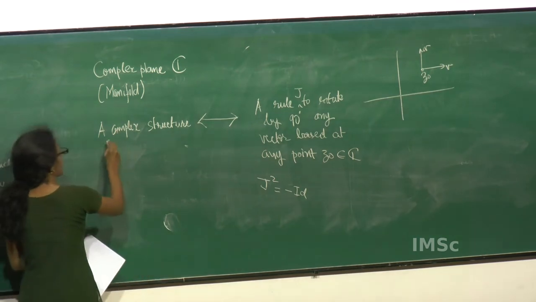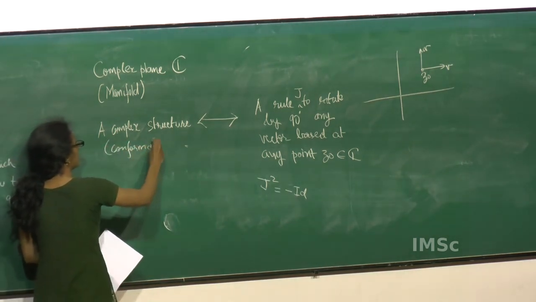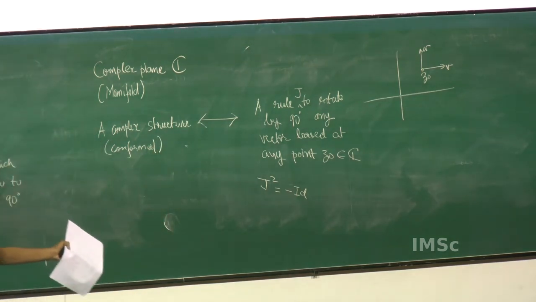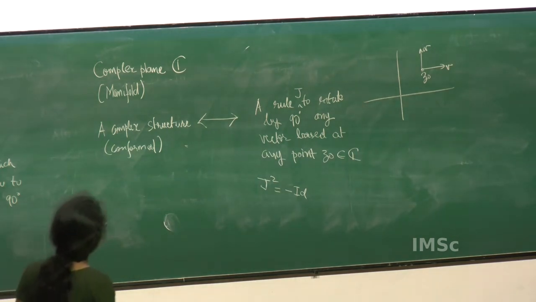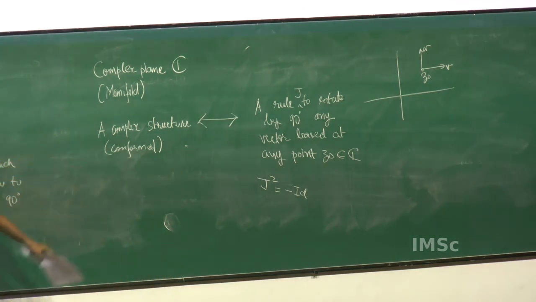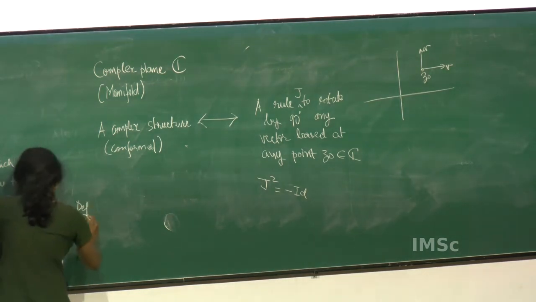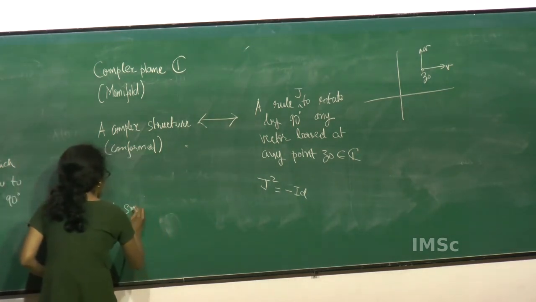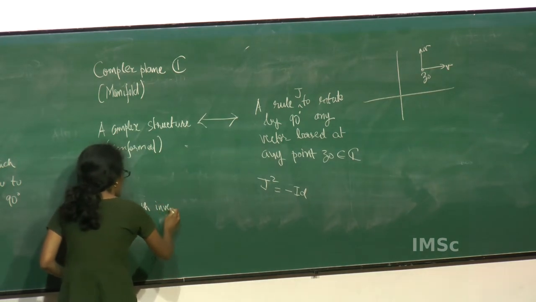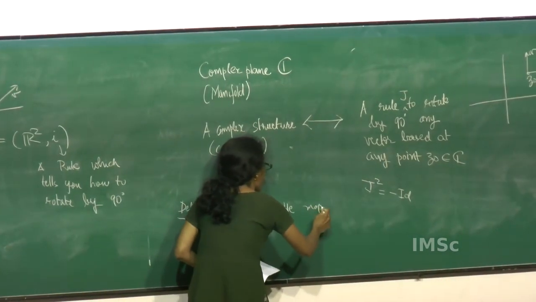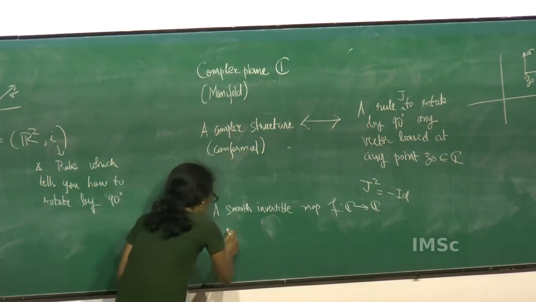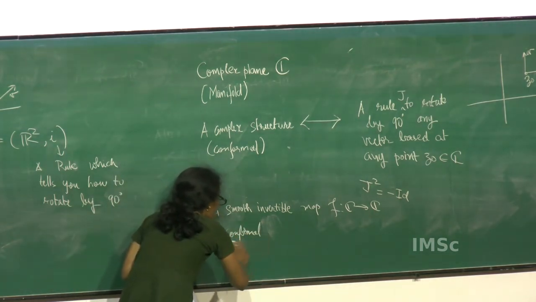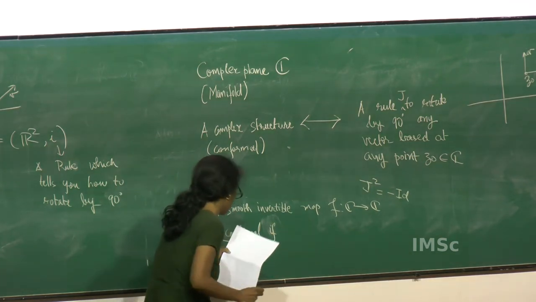And often, in the context of a manifold, I will use the word conformal. And we are looking for maps from C to C which preserve the conformal structure. And let me just define. A smooth invertible map F from C to C is conformal, which is another way of saying it preserves the conformal structure, if it preserves angles.